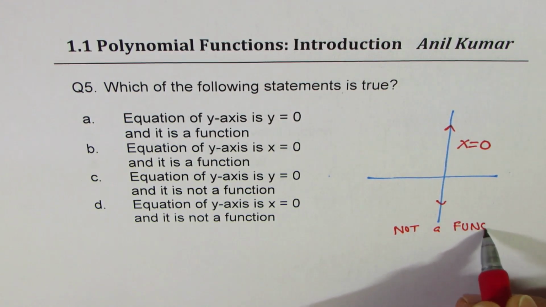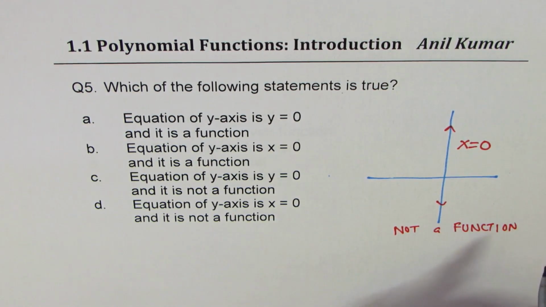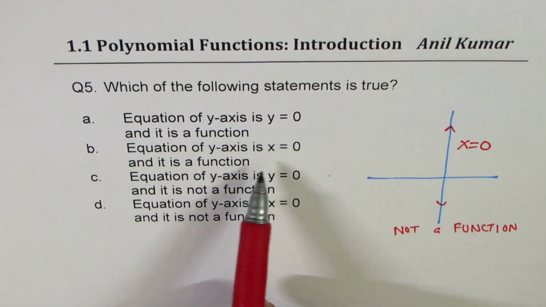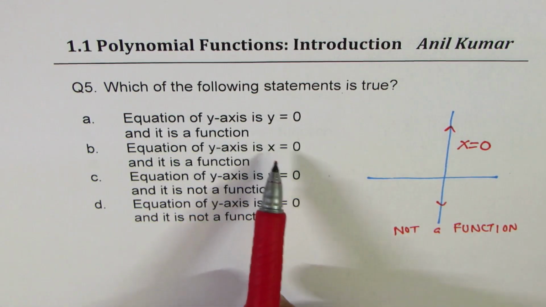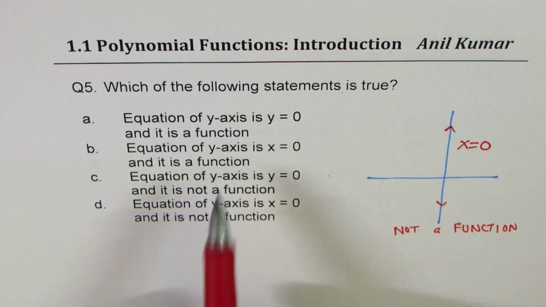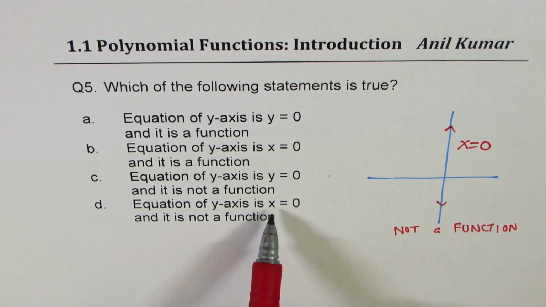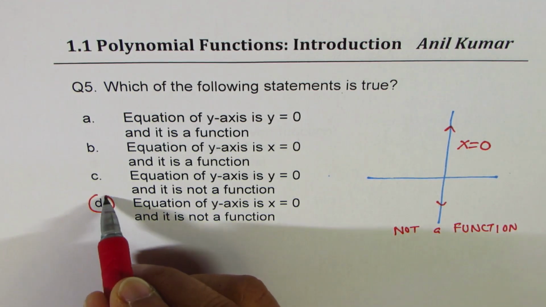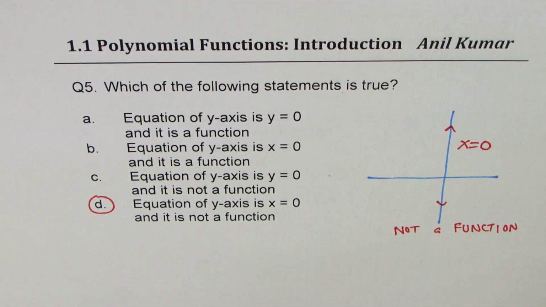It fails the vertical line test. So equation of y-axis is y equals 0. That's not true. Equation of y-axis is x equals 0 and it is a function. No. Equation of y-axis is x equals 0 and it is not a function. So option D is the correct option. Now these are very important questions. Go through them carefully since we see them in most of the tests.